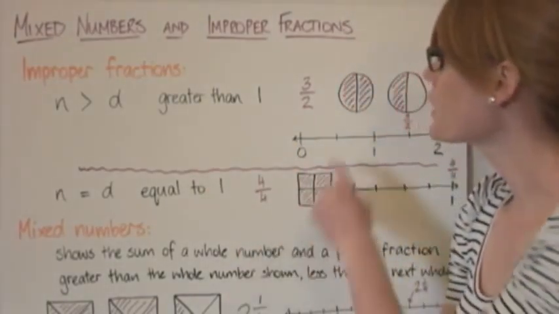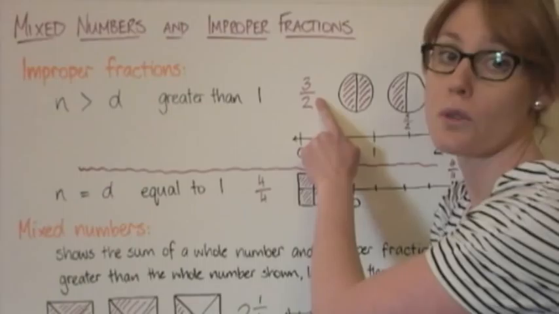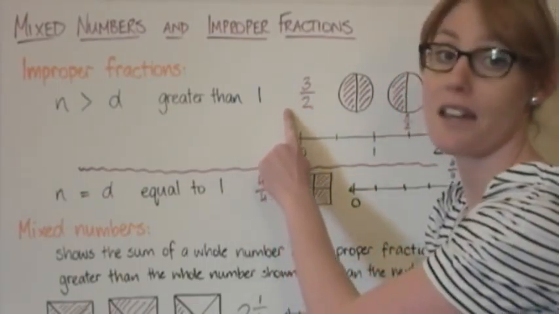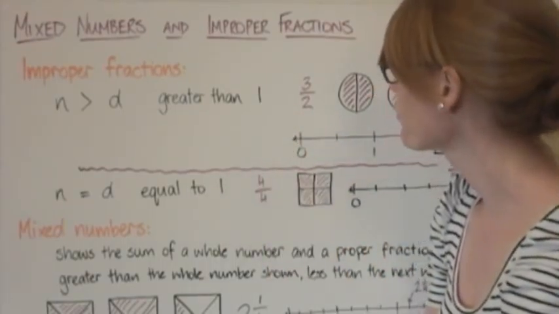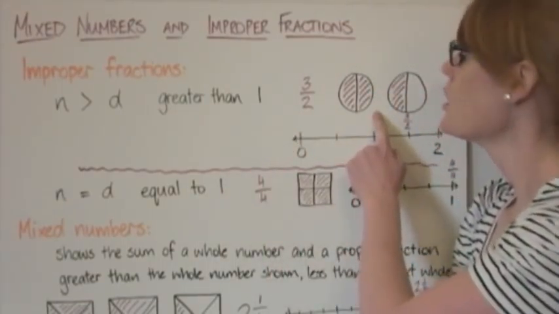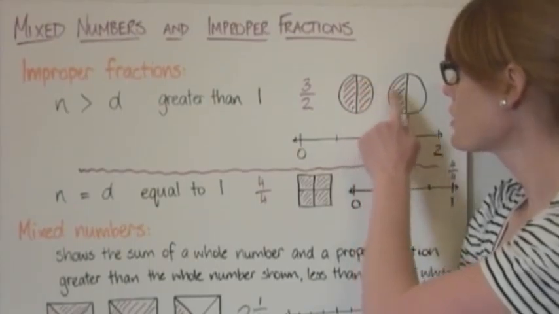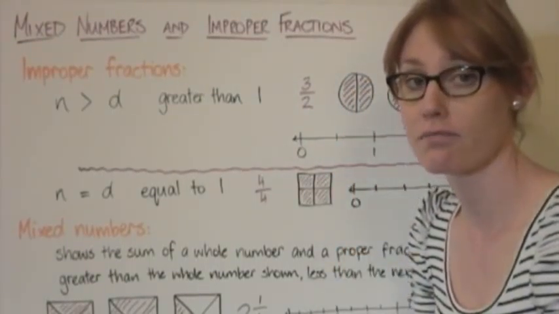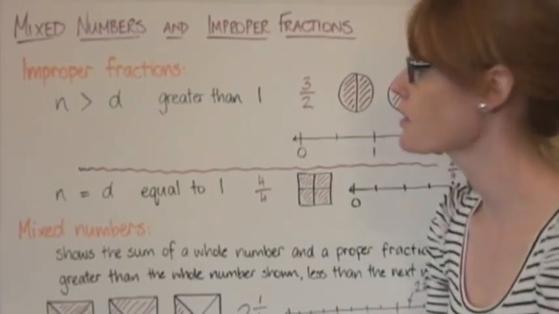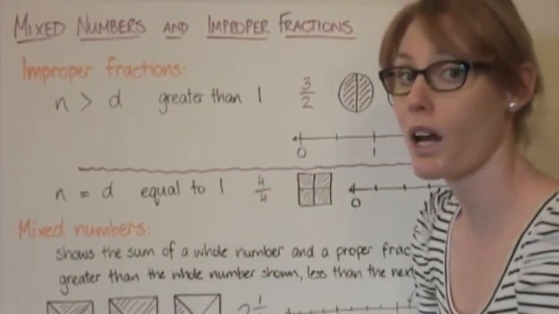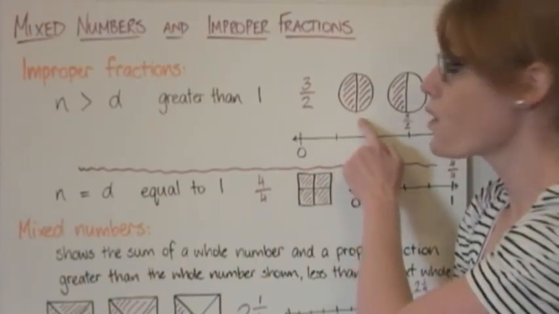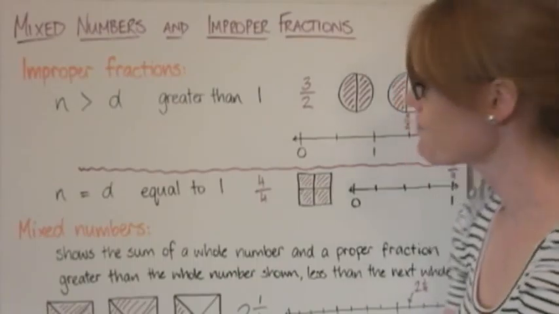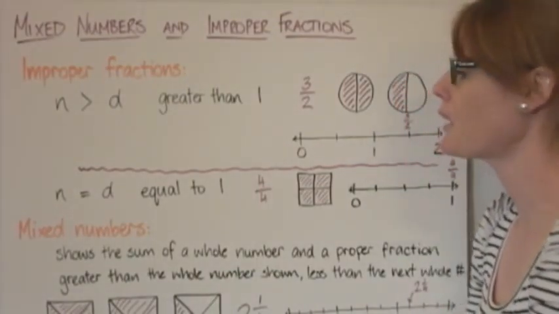Here's an example. We have 3 over 2, or 3 halves. The numerator, 3, is greater than the denominator of 2. And here it is modeled. We have halves shown, and 3 of those halves have been shaded in. So we have 3 halves. We can see that it's greater than 1 because we have more than one piece, or more than one whole, shaded in.